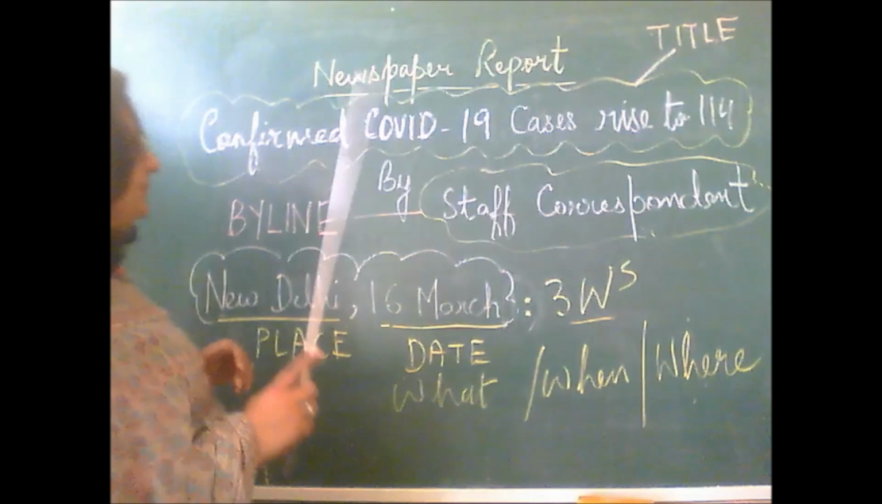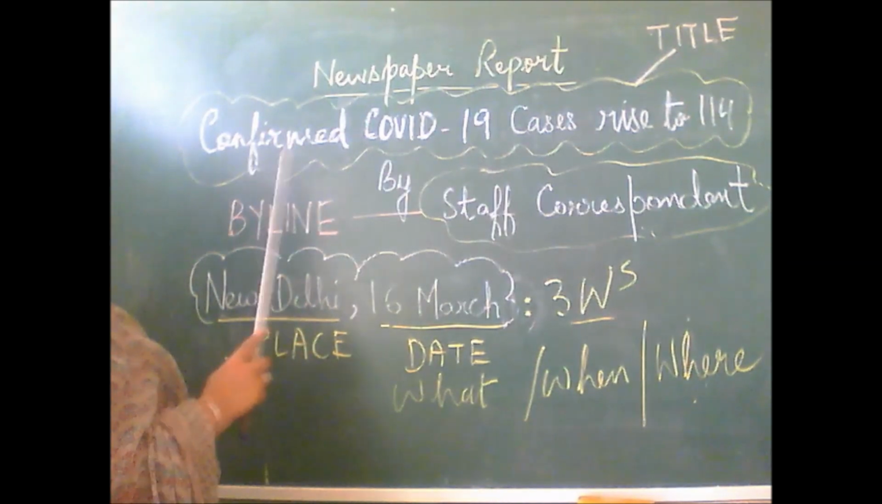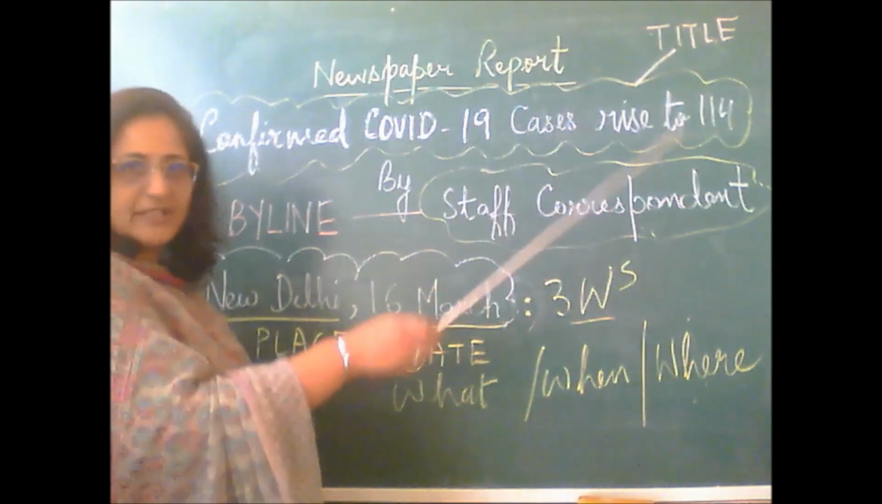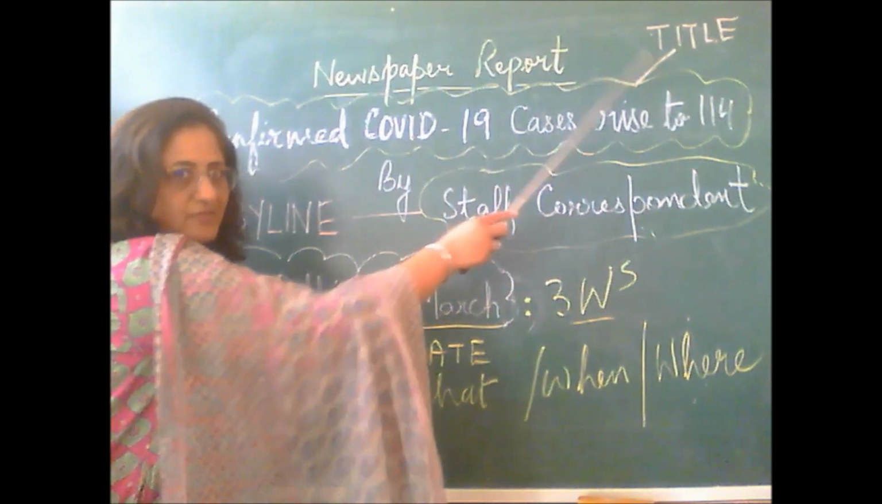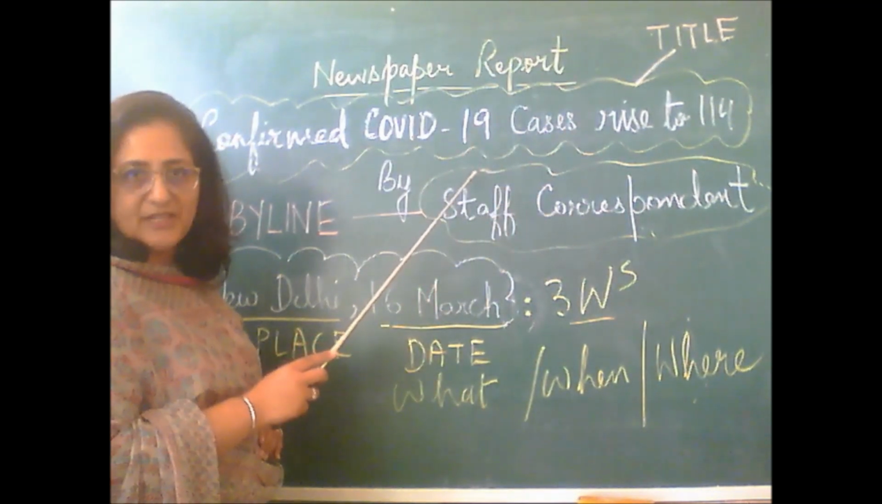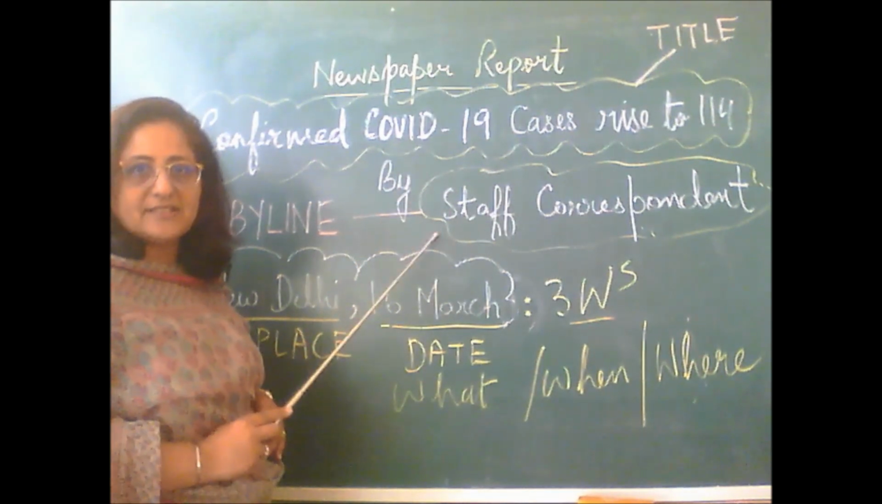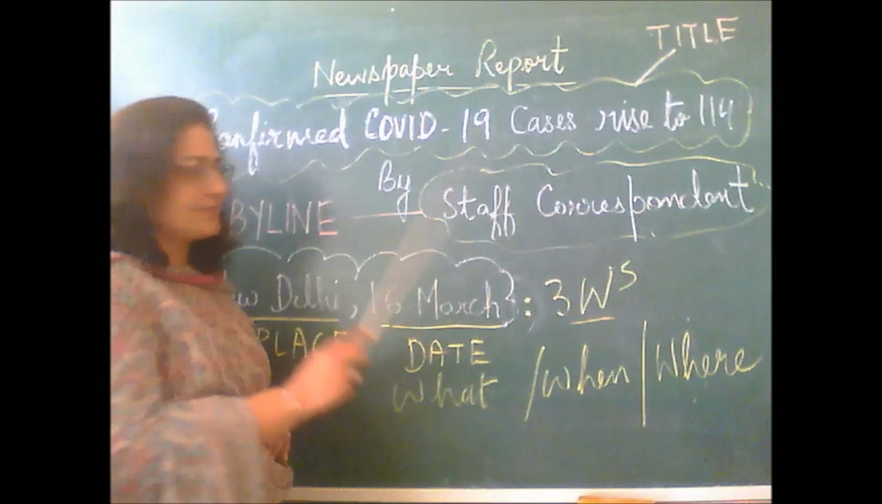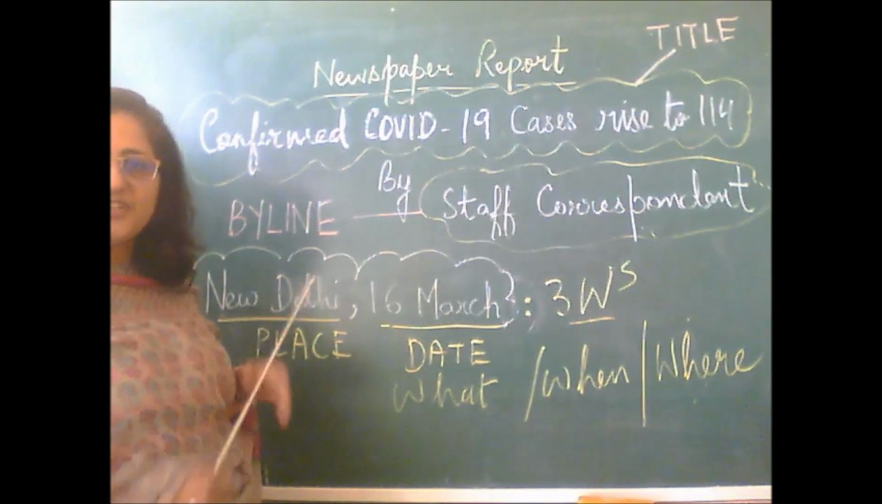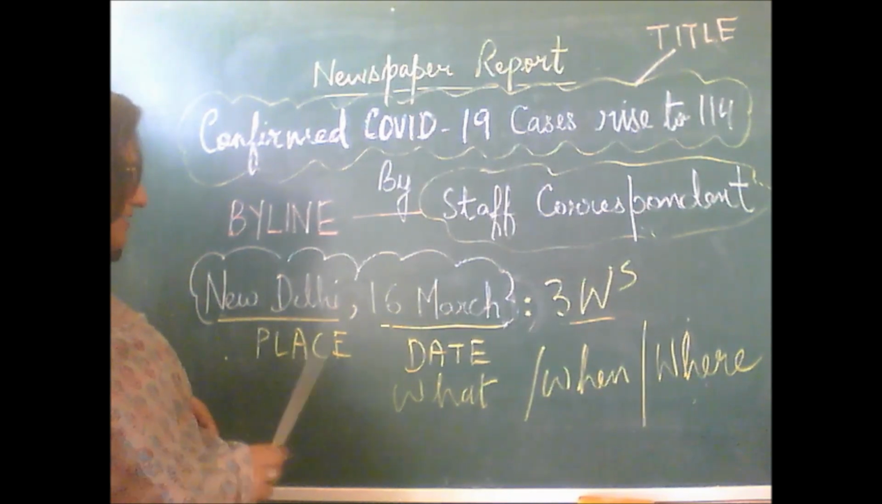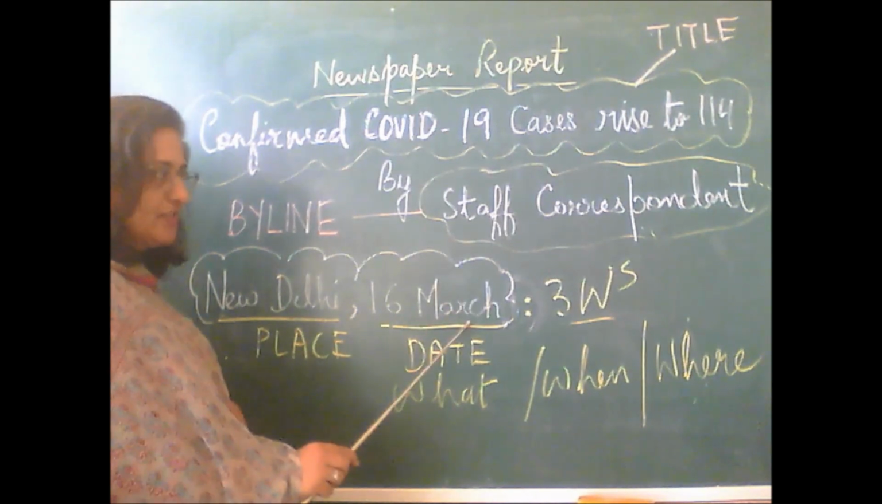For example, the title, Confirmed COVID-19 Cases Rise to 114. This is our title, which we write in the center of the page, followed by the byline, by staff correspondent. Next, we mention the place and date. For example, New Delhi, 16th March.